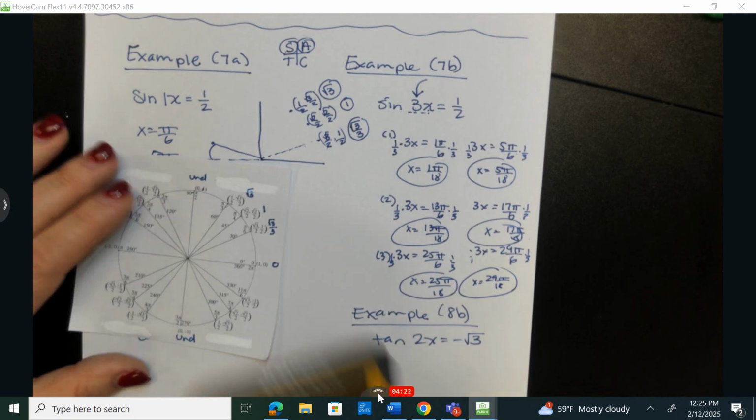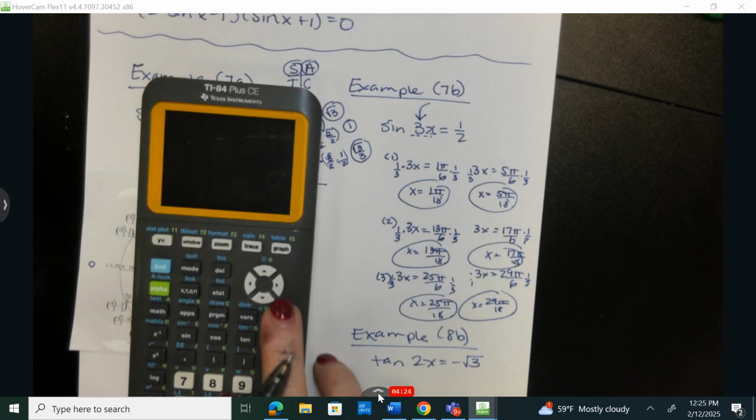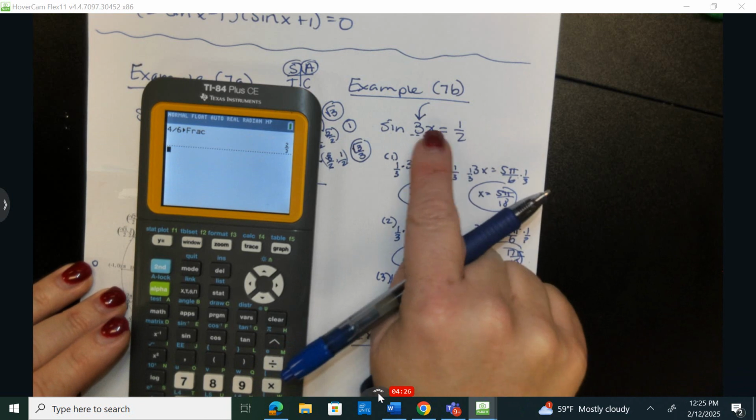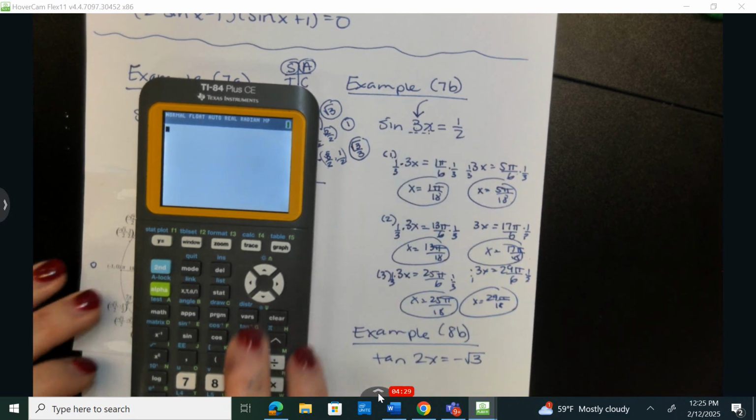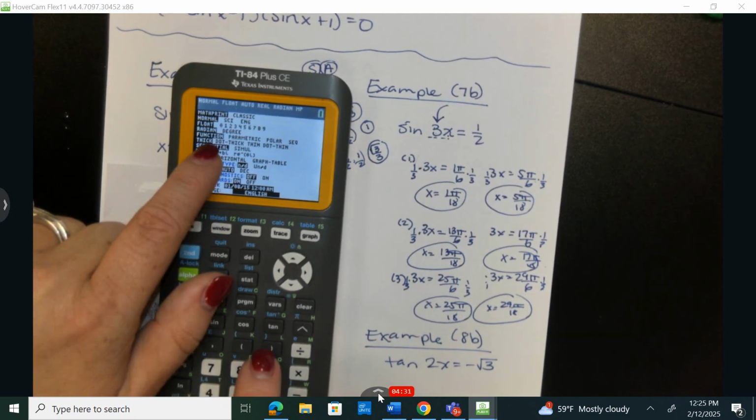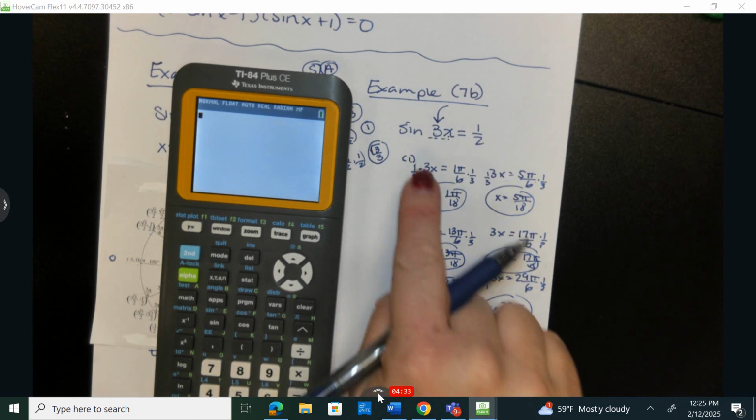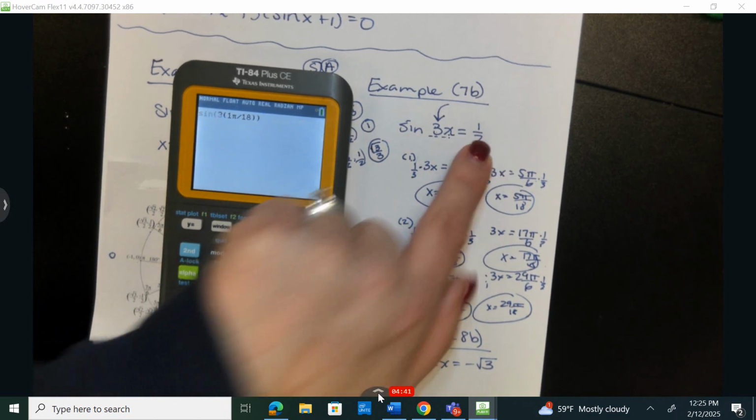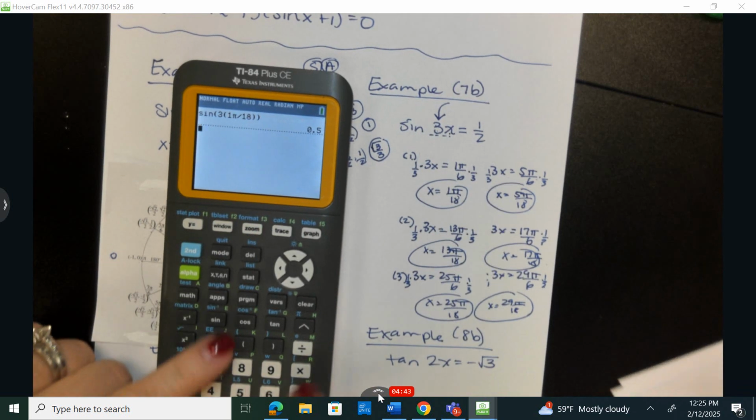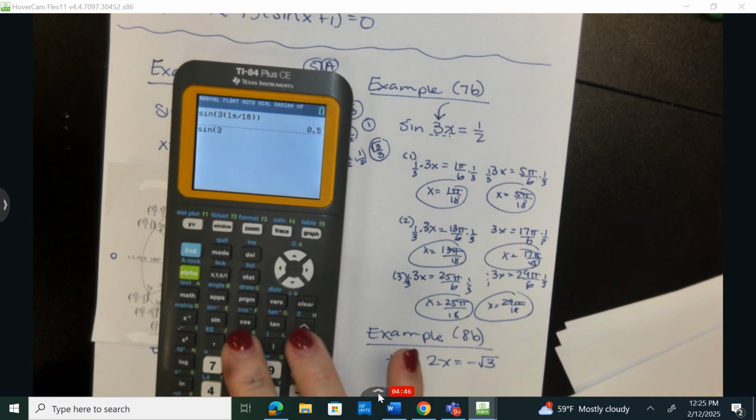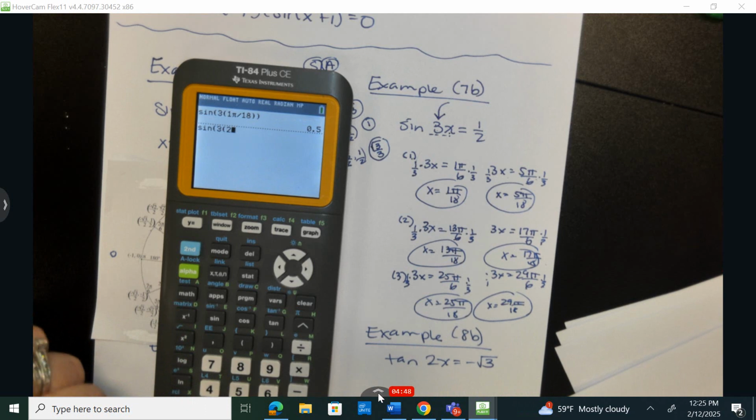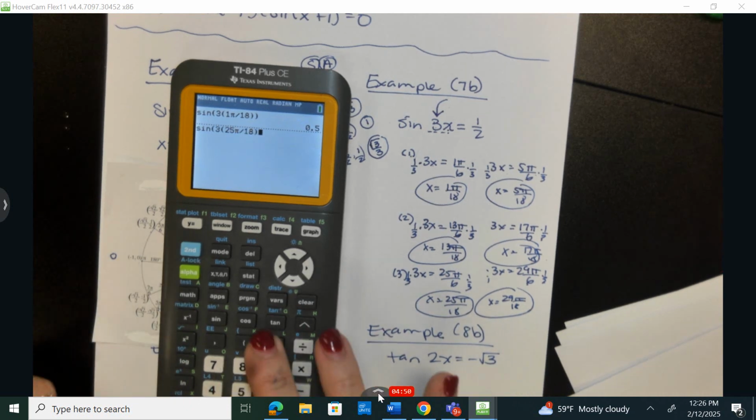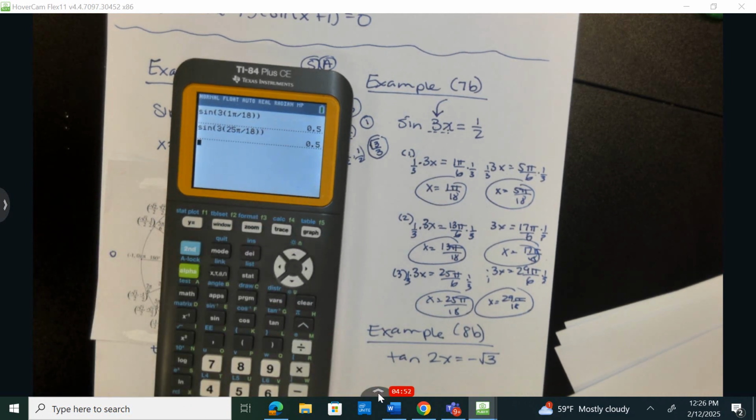Now I can demonstrate really quickly how this does work. Remember, with any equation, we should be able to prove the left side equals the right side by plugging in the answers. Let's try one of these. Making sure, first of all, that we are in radians. I'm going to type in the sine. We have a 3, and I'm going to multiply it by 1 pi divided by 18. And I should receive an answer of 1/2. We do. Let's try another random one. Sine 3. This time, let's try 25 pi divided by 18. And we can see we still get an answer of 1/2.